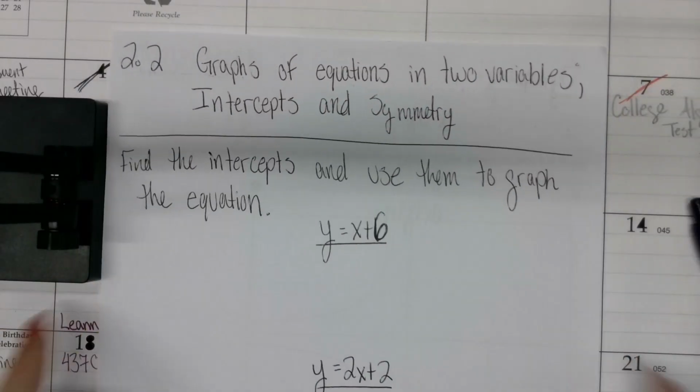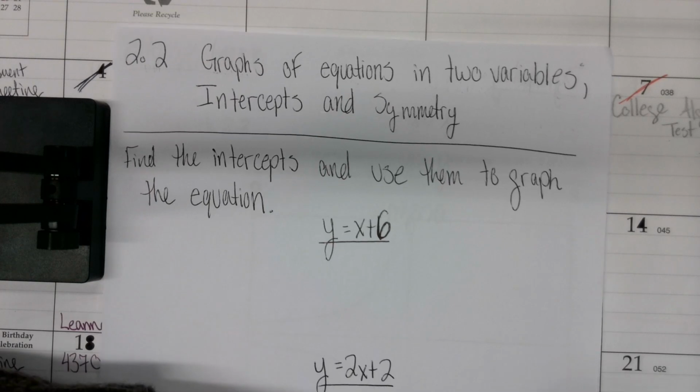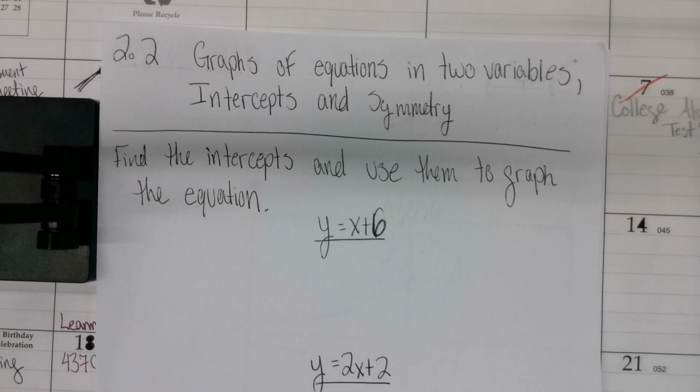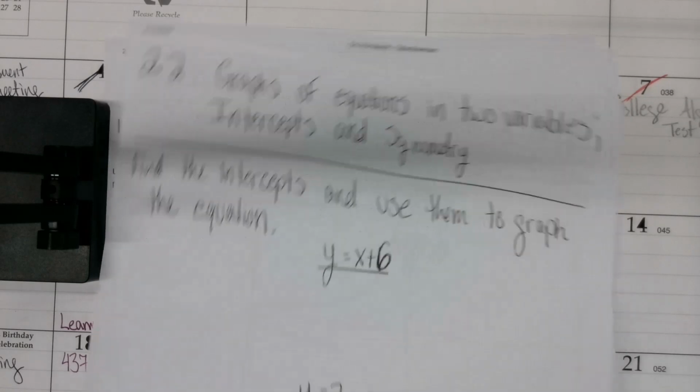Okay, so I have a whole bunch of papers for this, but it's not because it's hard. I actually think this is easier than 2.1, at least in my mind it is. So when we're finding the intercepts and using them to graph the equation, I'll probably need my graph paper for this, so I'll pull it back out.